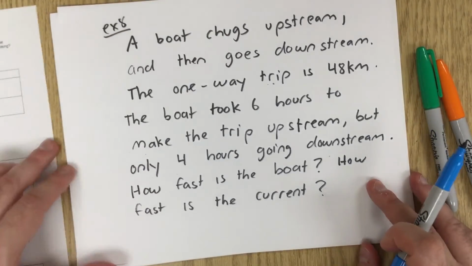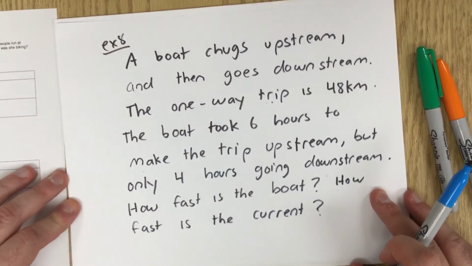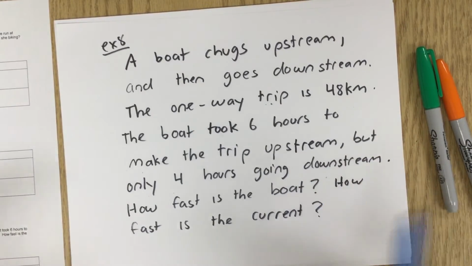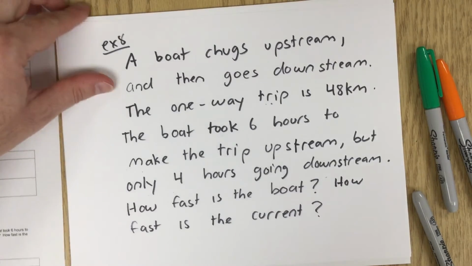Next question. So a boat chugs upstream and then goes downstream. The one-way trip is 48 kilometers, and the boat took 6 hours to make the trip upstream, but only 4 hours going downstream. How fast is the boat? How fast is the current? You could pause it, write it down.